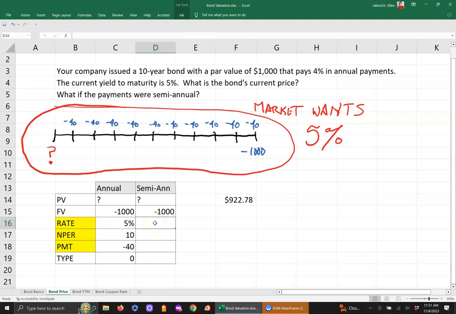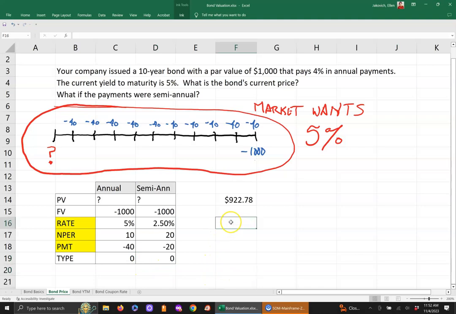So semi-annual will be half of 5%. It'll be 2.5%. Number of periods, instead of 10 annual periods, now we have two periods per year. So we have 20 6-month periods. And instead of paying $40 once a year, now we're going to pay $20 twice a year. So it'll be minus 20, and type will always be 0 on a bond.